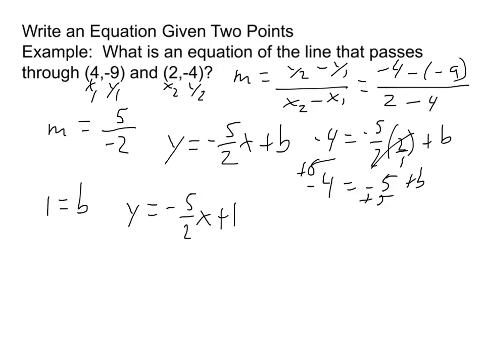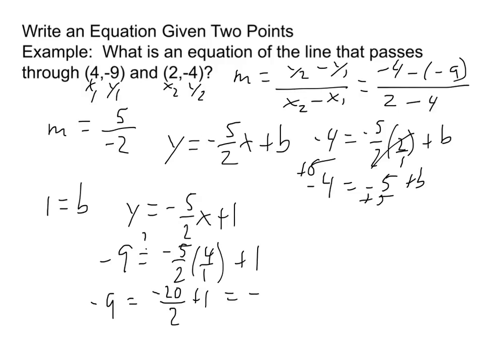To test if we're correct, we need to plug in the other point, 4, negative 9. Is negative 9 equal to negative 5 over 2 times x, which is 4 over 1, plus 1? Use your fraction multiplication skills. You just multiply straight across. Negative 5 times 4 is negative 20 over 2, plus 1. Negative 20 divided by 2 is negative 10, plus 1. Is that equal to negative 9? Yes, it is. Check. Smiley face. Oh, that's a bad smiley face. Sorry, crooked face, I meant. So hopefully you followed that. Bring questions if you didn't.